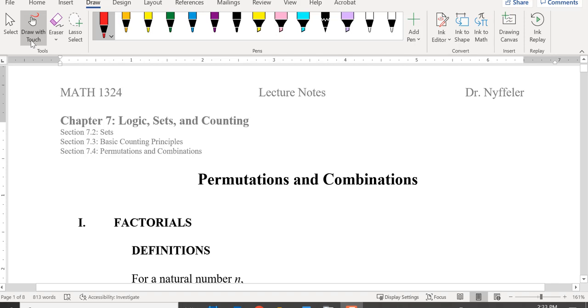Hello and welcome back to Math 1324. We are in Chapter 7 and we are doing Section 7.4, Permutations and Combinations.